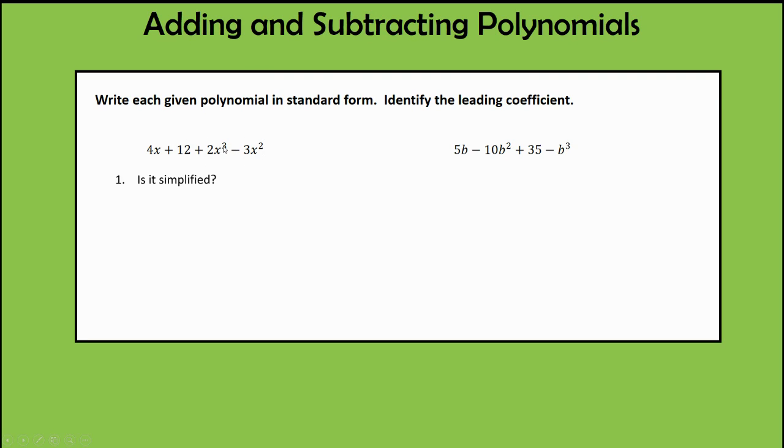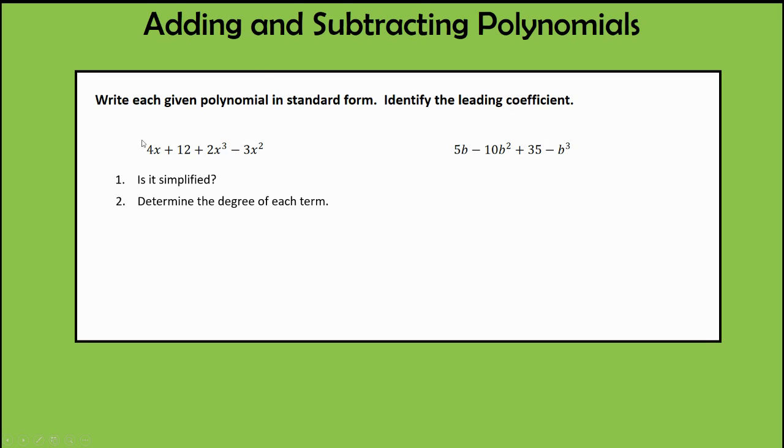So since none of my exponents on my variable are the same, none of them are the same type of term. So I can't combine any of this. Okay. So the second step is, since we're only asked to be writing this in standard form, I write it in standard form based on the degree of each term.